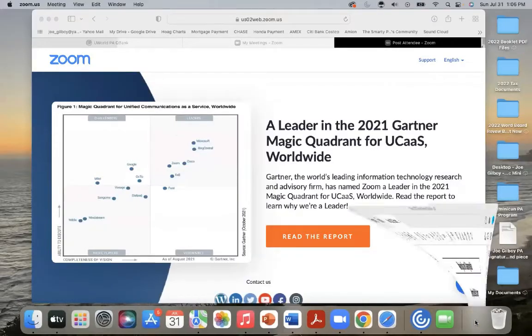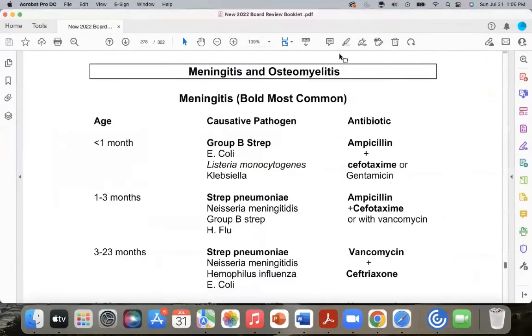Okay, so let me share my screen with you, and let me pull up the meningitis osteomyelitis page. This page is literally worth its weight in gold, because it has so much information on it. And I'll make sure that Stefan posts it up on the site, so if you guys want to go get it, you can.